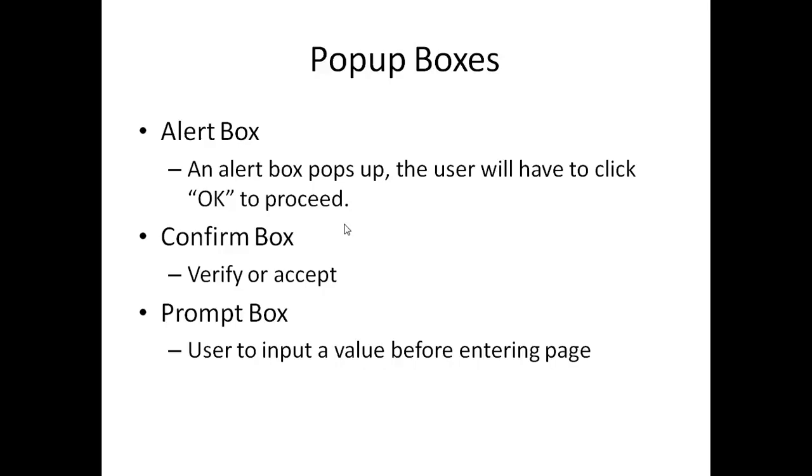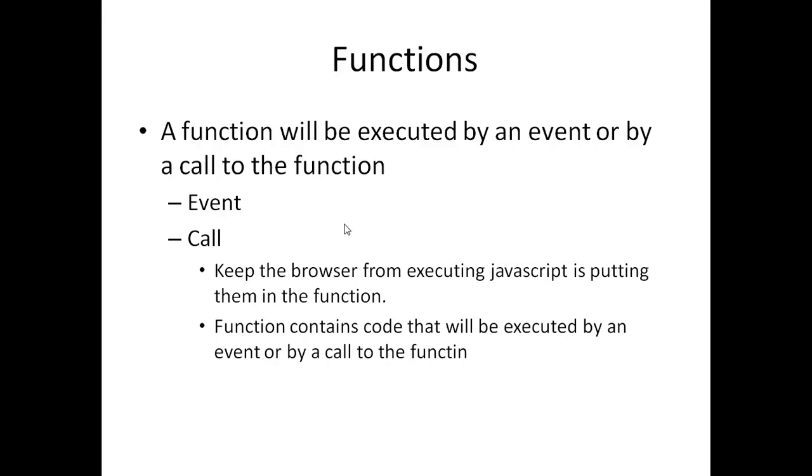Okay, popup boxes. Alert box. This is just a popup from the browser, and usually we have to click OK to proceed. Prompt box is usually used to input a value before entering the page. Functions. A function will be executed by an event or by a call. To keep a browser from executing JavaScript, put it in a function. A function contains code that will be executed by an event or by a call to the function.